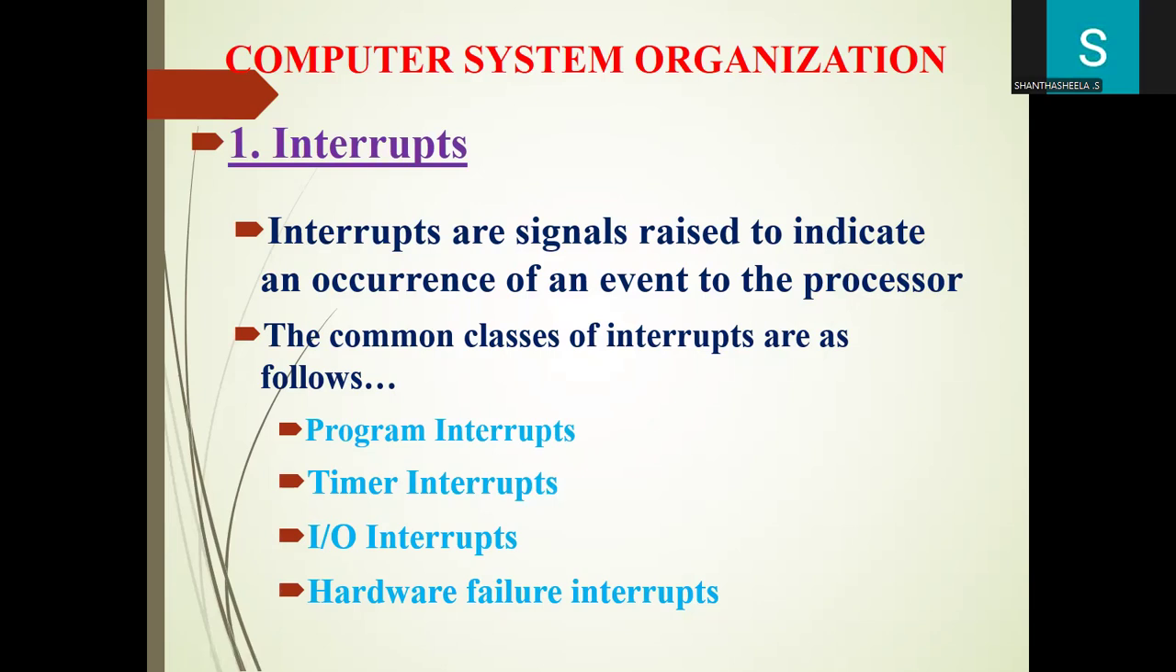One is program interrupts. Interrupts that occur during the execution of a program come under program interrupts. Timer interrupts: if for the execution of a particular event a timer is already set and the timer expires, it has to indicate that the timer has expired. Such a classification of interrupts comes under timer interrupts.